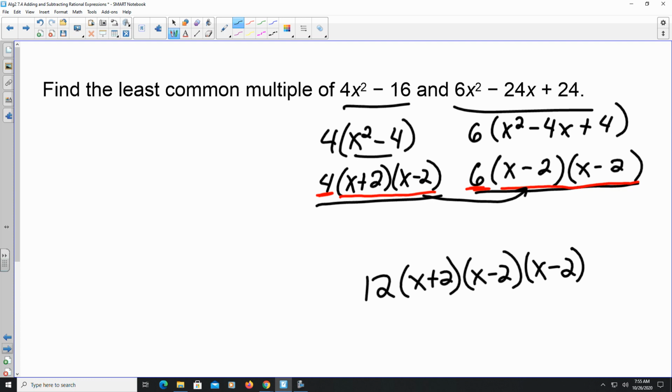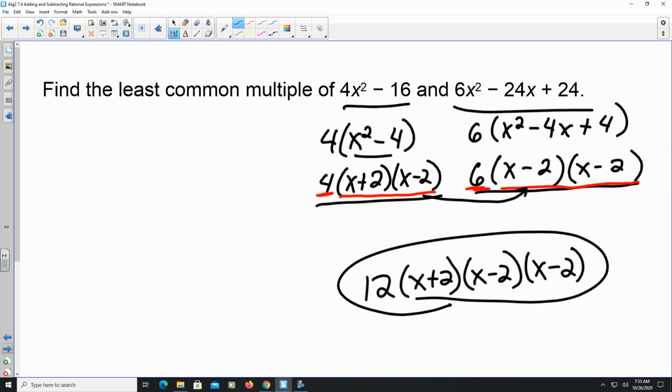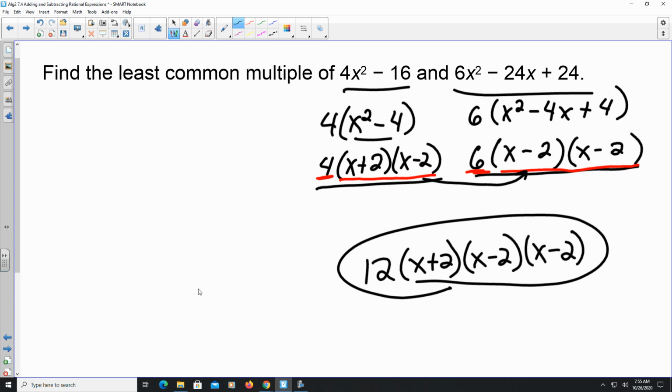So my least common multiple for these two expressions would be 12 times the quantity of x plus 2 times the quantity of x minus 2 times the quantity of x minus 2. You can actually shorten this a little bit if you'd like and write it as 12 times the quantity of x plus 2, and then since these are the same thing, I can write it as x minus 2 quantity squared. That's another way of writing it.